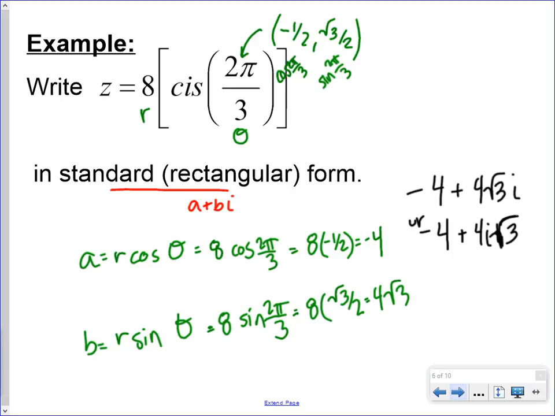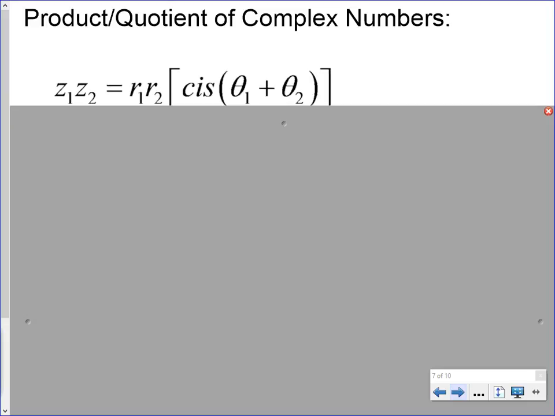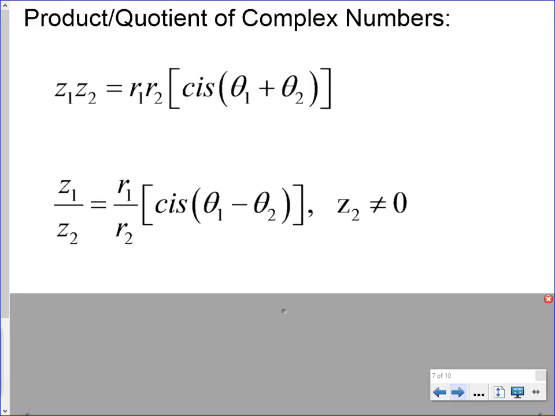Yeah. Okay, good. We have one other thing to talk about, and that is the product and quotient of complex numbers. There are formulas for this, so I'm going to go ahead and put those up and let you copy them down, then I'll say what they all mean.